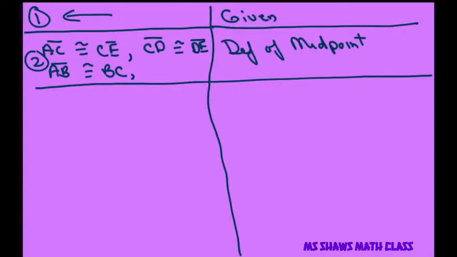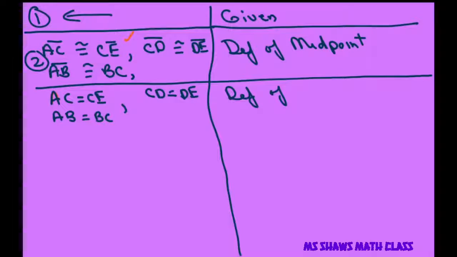Then number 3, we're going to do congruent segments. So I'm just going to rewrite these, but as segments. So AC equals CE. AB equals BC. And we also have CD equals DE. And that's definition of congruent segments. All right, so that was 3.